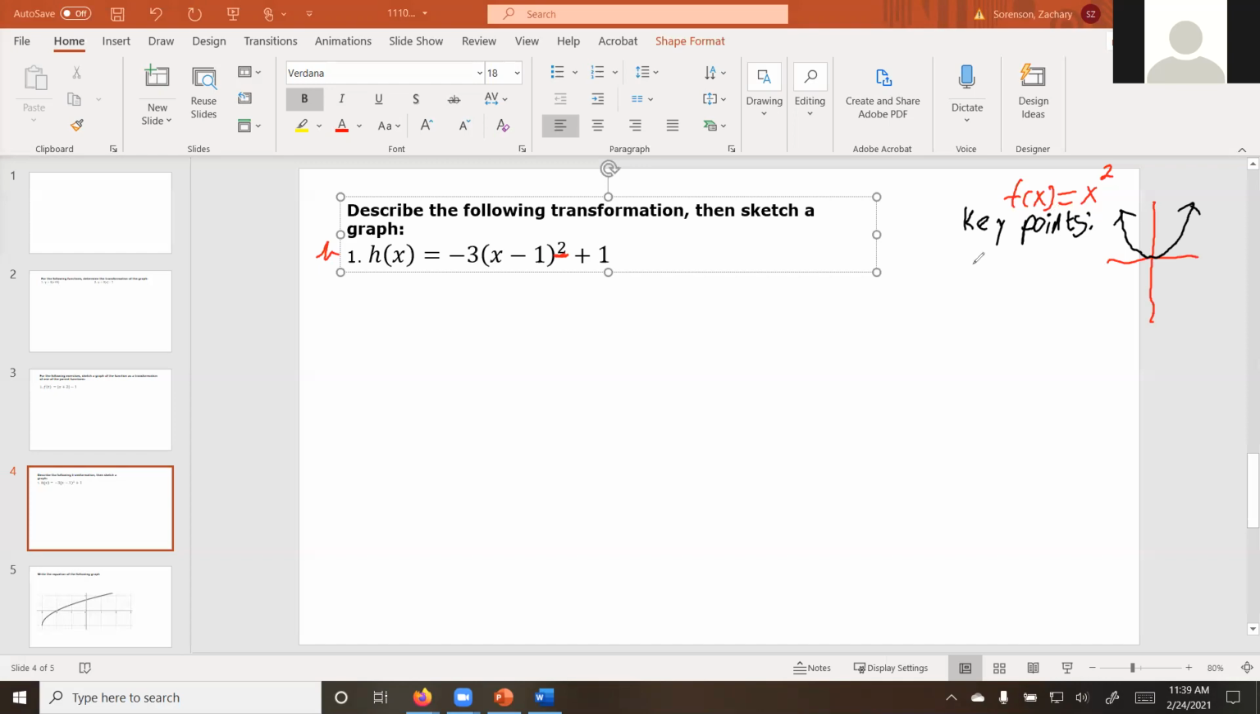-1, 1, 0, 0, and 1, 1. Right. Order doesn't really matter, but I actually preferred what you said, so I'll write it how you say when I go through my process.